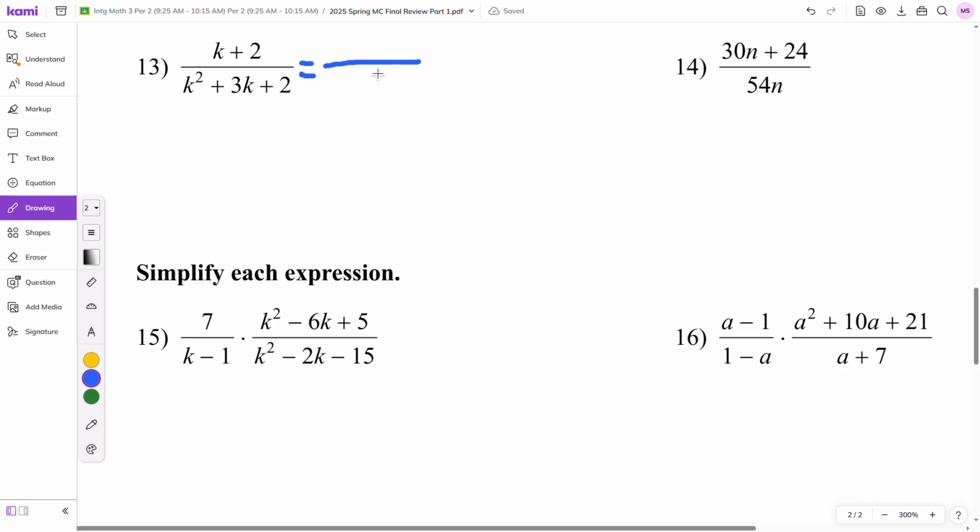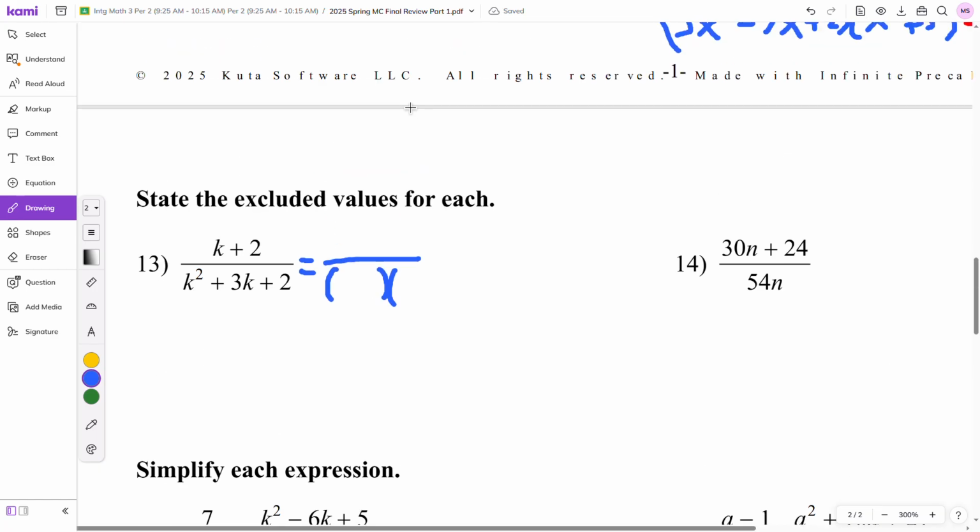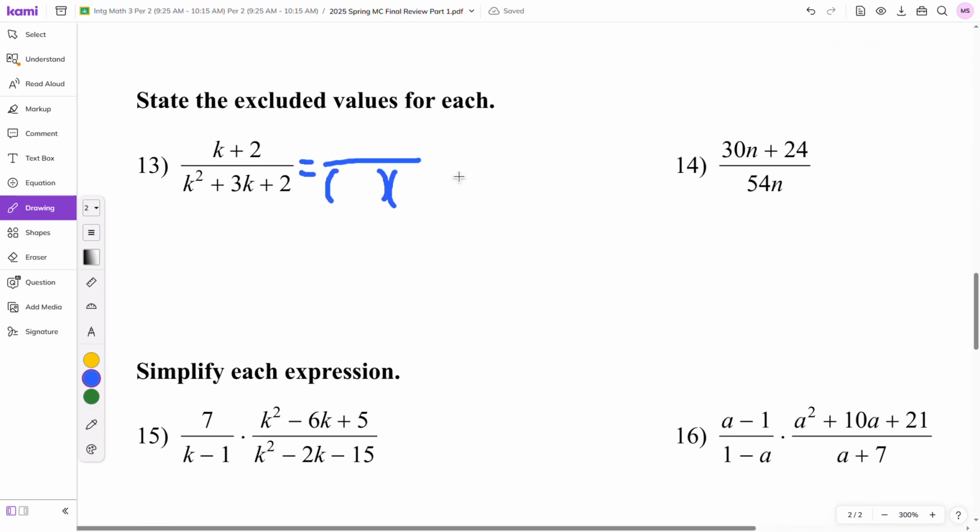Whenever I see a quadratic, my gut instinct is to factor. They're asking for the excluded values, meaning the numbers that are not allowed. What's not allowed is to have something that gives you 0 in the denominator. The number 0 itself would actually be okay, because if you plug in 0 here, you would get 2 over 2, which is 1, and that's perfectly fine. But there are possibly some numbers that would be a problem.